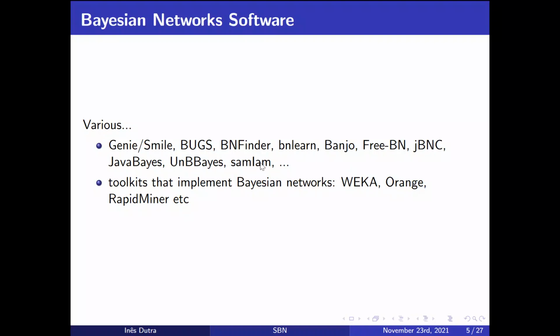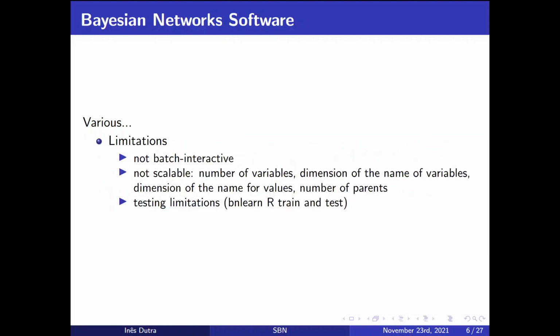I mean, it's discontinued. And these are all software dedicated to Bayesian networks, but there are also toolkits that implement Bayesian networks and other things, like Weka or Orange and RapidMiner and all the other software. So there is a great variety of software that implements Bayesian networks, but as you will see later, some of them are not very scalable and don't solve many problems, even medium-sized problems.